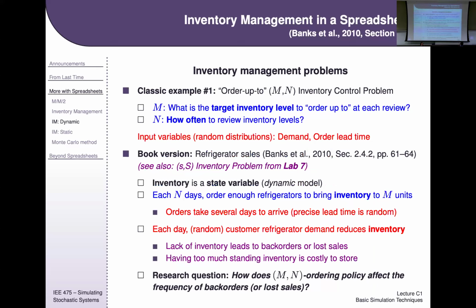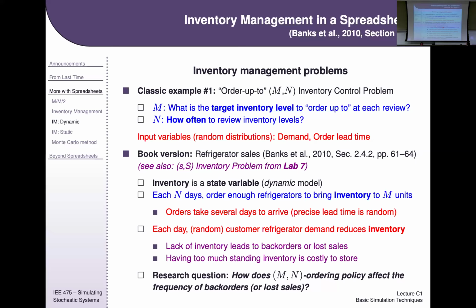So I borrowed the problem here from the book. This is, again, in chapter 2. There's also a similar inventory problem we're going to see in lab 7 later in the semester, an SS inventory problem. It's very similar, but slightly different variables that we're choosing here. Inventory, again, is our state variable. It's a dynamic model, so it has state. So the inventory is the state that is changing.